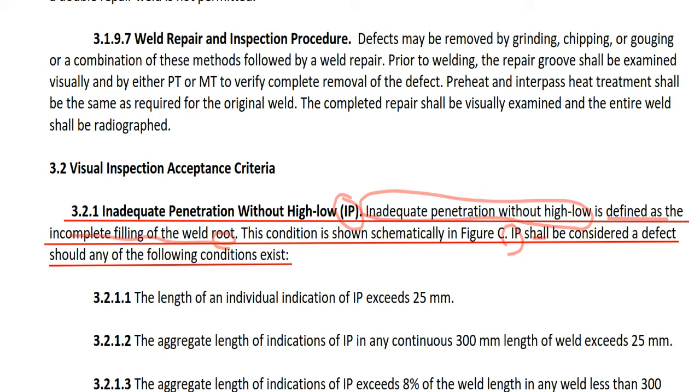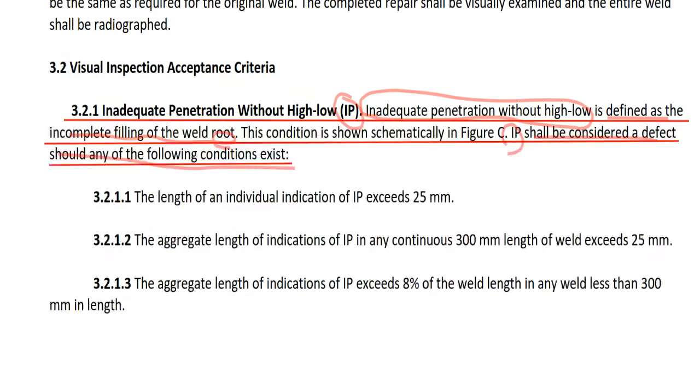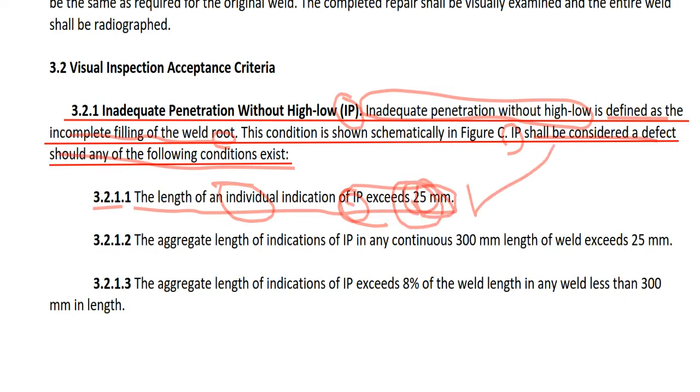Inadequate penetration should be considered a defect should any of the following conditions exist. 3.2.1.1 Condition number 1. The length of an individual indication of IP exceeds 25 mm. Individual IP exceeds 25 mm. That's reject.